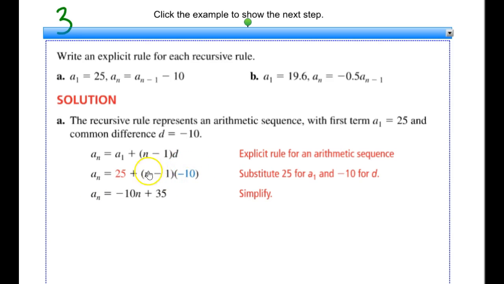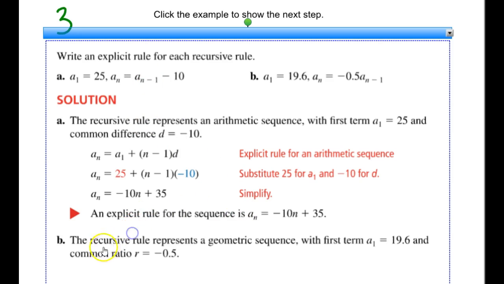I see that I have some things multiplying here, so I would use the distributive property and then combine like terms. So this is the explicit rule for this recursive rule. These are the same thing. They get me to the same place. So now let's look at B.